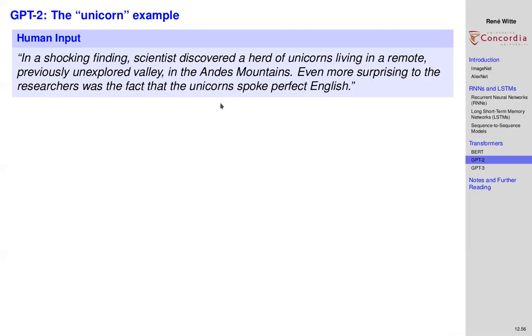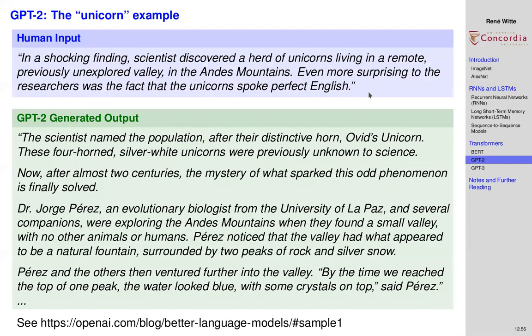And you might also remember that what we generated just based on this Aesop Fables text corpus was not that impressive. So here in this example that the GPT people published, they fed in an input text. In a shocking finding, scientists discovered a herd of unicorns living in a remote, previously unexplored valley. Even more surprising to the researchers was the fact that the unicorns spoke perfect English. And then the network started generating output.